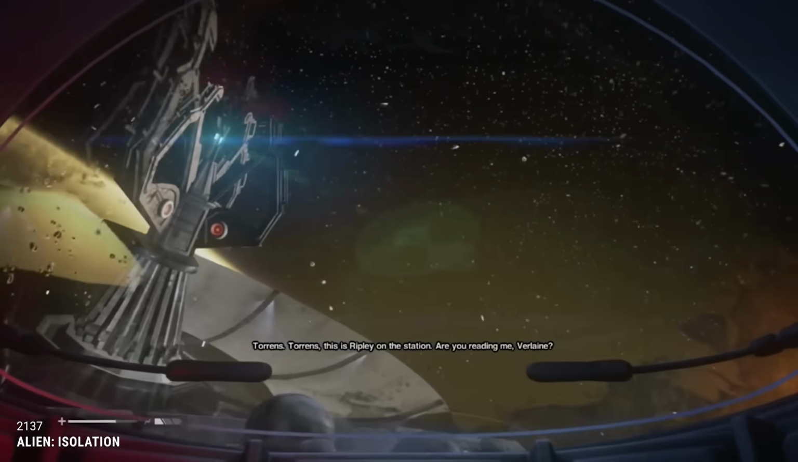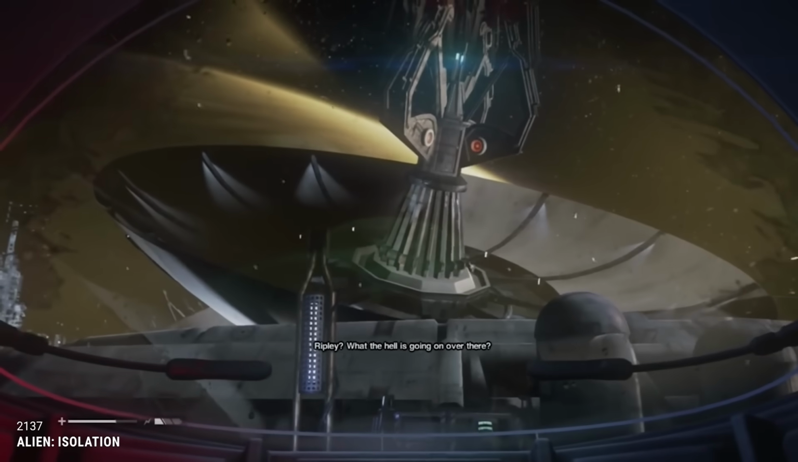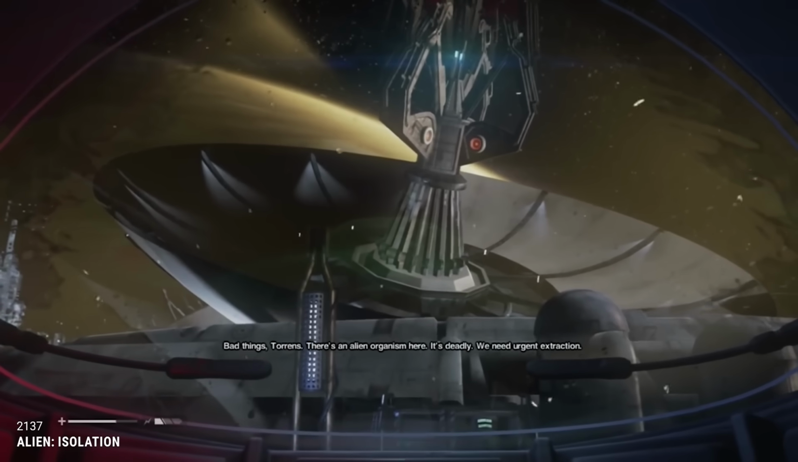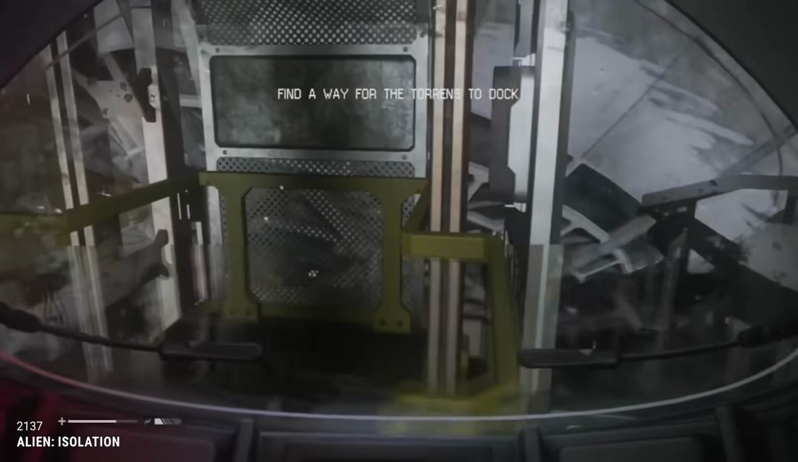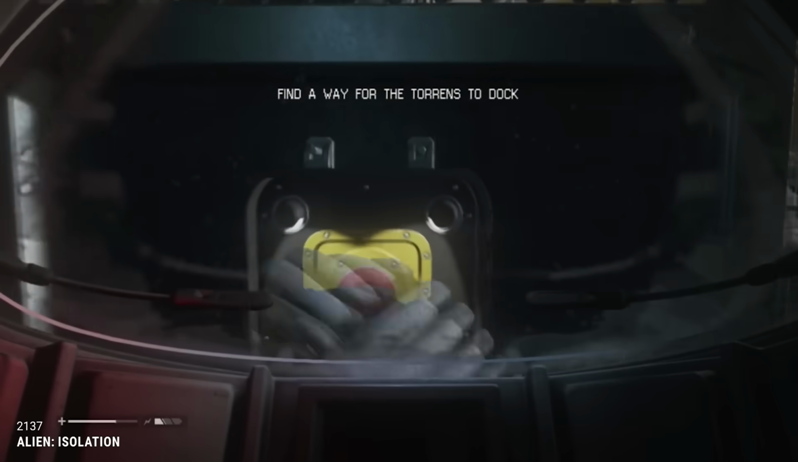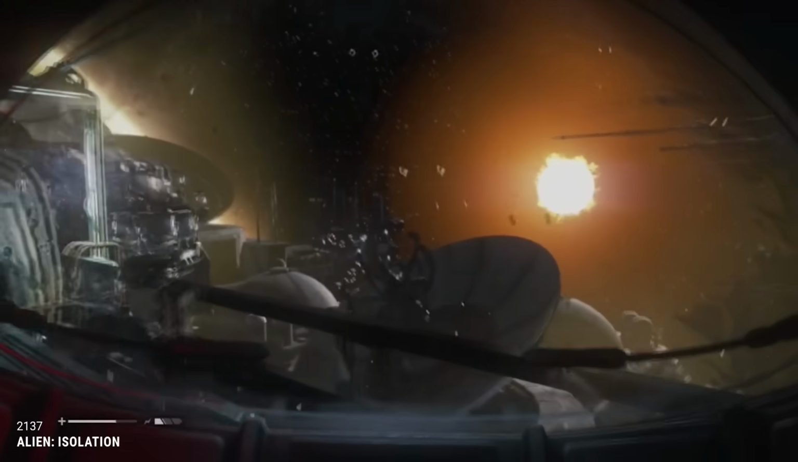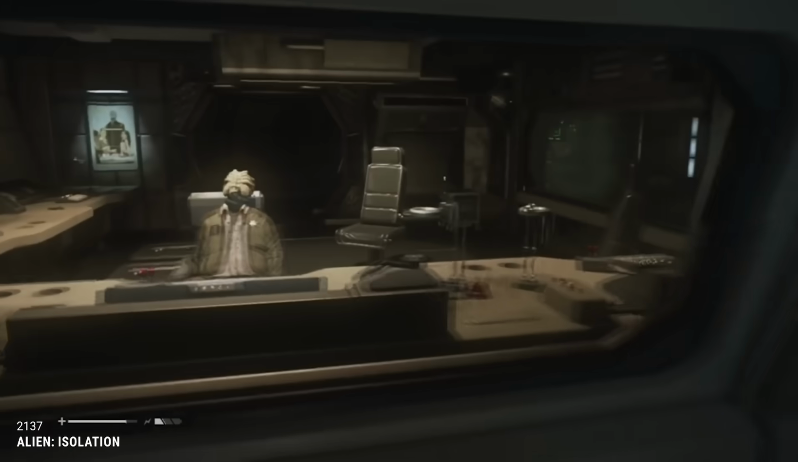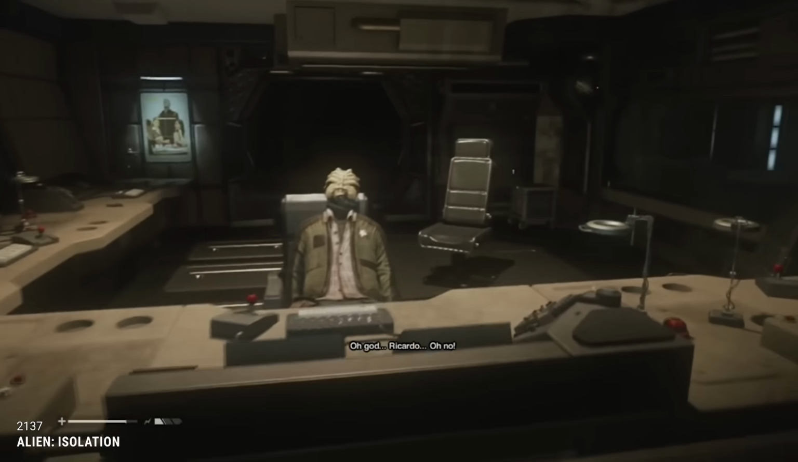Finally, she makes contact with her crew. She tells them about the deadly alien organism and calls for urgent extraction. But with the station in disarray, there's no way for the Torrens to dock. They'll have to improvise. She prepares for a dangerous journey to her ship, and Ricardo won't be coming with her, thanks to the facehugger that's latched to him.